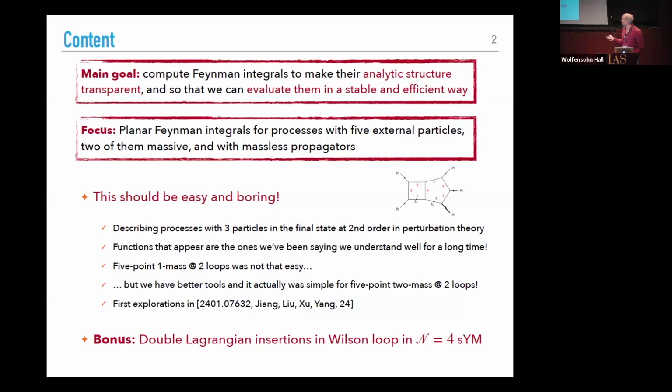I will focus here on this set of integrals. There are 5 external particles, 2 of them are massive and all the propagators are massive, but a lot of what I'll say here holds more generally for these types of integrals with a lot of scales. A point that I'd like to make is that this should be easy and boring because we're not asking for a lot. We're describing processes with 3 particles in the final state, which is not a lot, and at second order in perturbation theory. So I find it a bit surprising that we cannot do this easily yet.